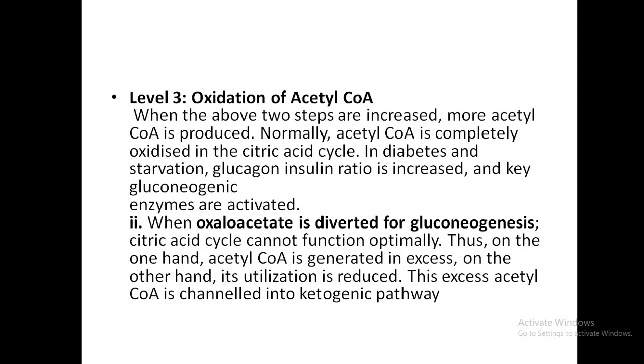Oxidation of acetyl coenzyme A. This is the third level. When the above two steps are increased, more acetyl coenzyme A is produced. Usually acetyl coenzyme A is completely utilized in the TCA, but in diabetes and starvation, glucagon insulin ratio is increased and key gluconeogenesis enzymes are activated. Oxaloacetate is diverted for gluconeogenesis, so citric acid cycle cannot function optimally. Thus, on one hand, acetyl coenzyme A is generated in excess. On the other hand, its utilization is reduced. Thus, excess acetyl coenzyme A is channeled into the ketogenic pathway.